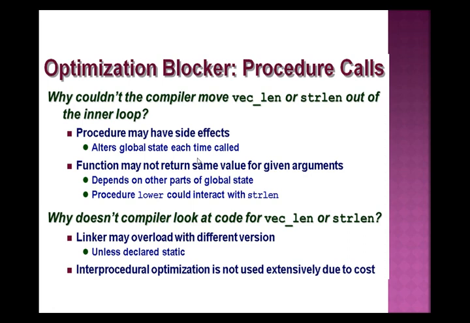Next topic we have covered is how to increase the performance of the program by eliminating the procedure code, or by reducing the procedure code, that is by reducing the function calls. The first question is: why couldn't the compiler move vec length or strlen out of the inner loop?